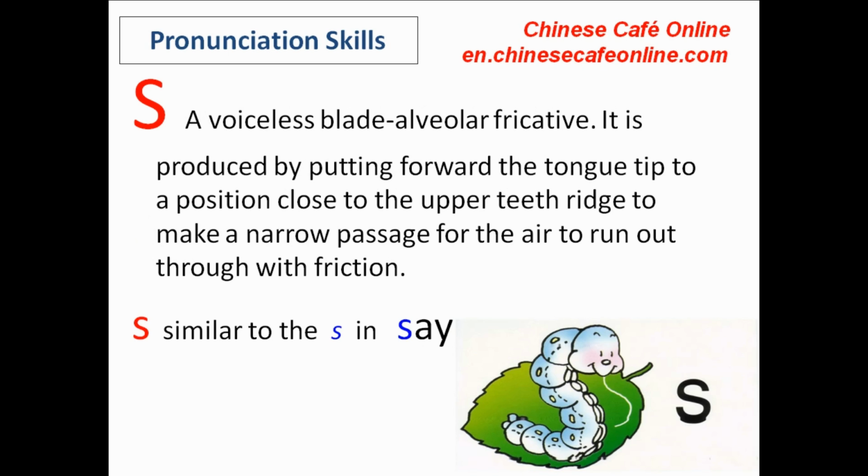The third initial, s. A voiceless blade alveolar fricative. It is produced by putting forward the tongue tip to a position close to the upper teeth ridge to make a narrow passage for the air to run out through the friction. S is similar to the s sound in say.